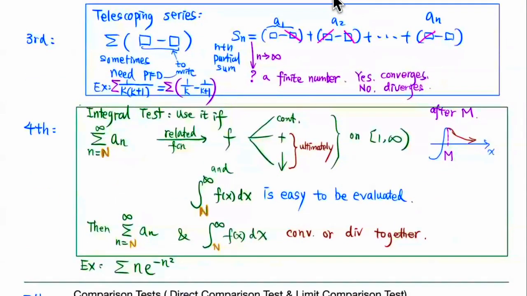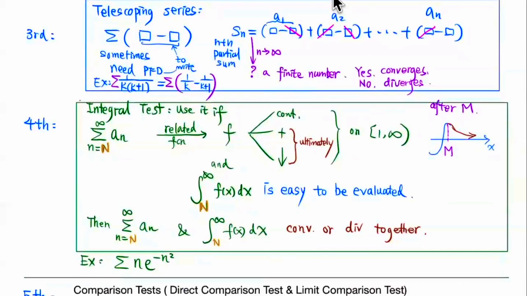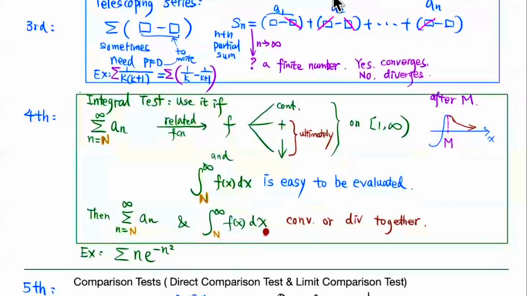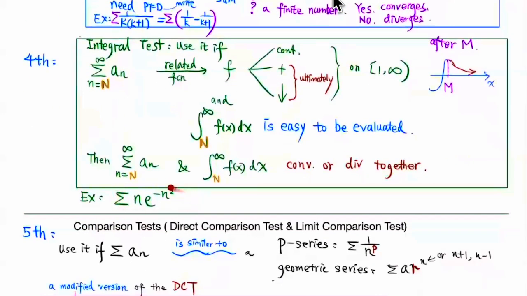For the integral test, you have to check that the related function is continuous, positive, or negative alternately. Okay. And then you will also find the corresponding integral from n to infinity. If that integral converges, then the series converges. If that integral diverges, then the series diverges. So they come together, then die together. Okay. And one example using the integral test is this series right here.